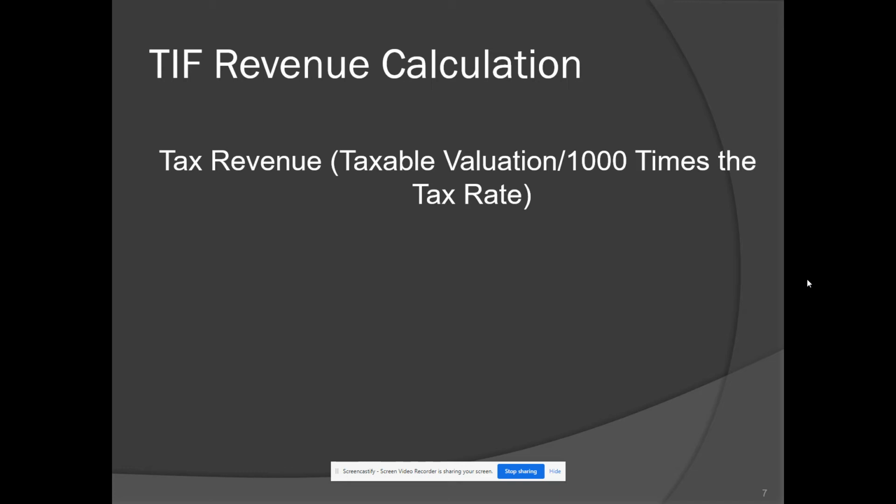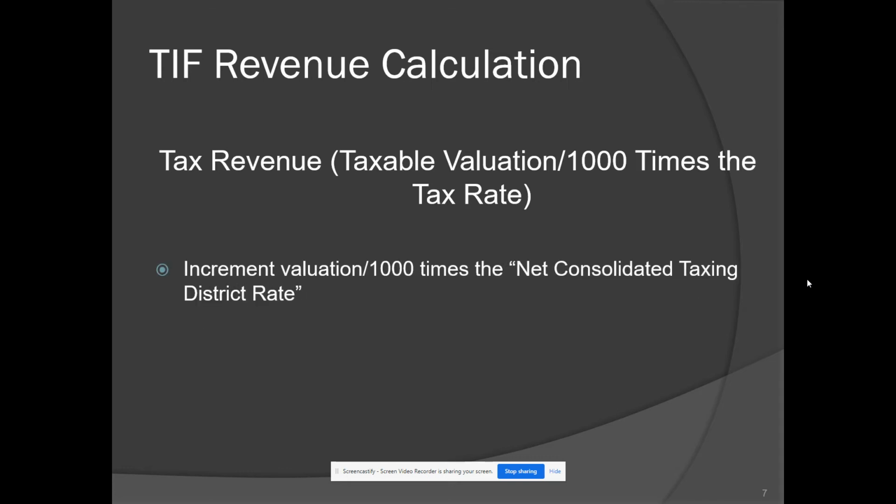But to calculate the actual dollars in revenue, the tax revenue, of course, it's always taxable valuation divided by 1,000 times the tax rate. That's our general revenue calculation for property tax.